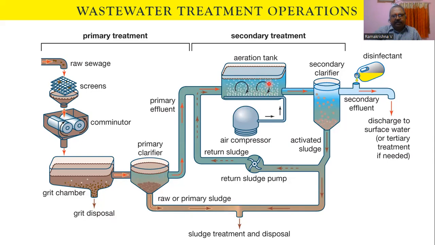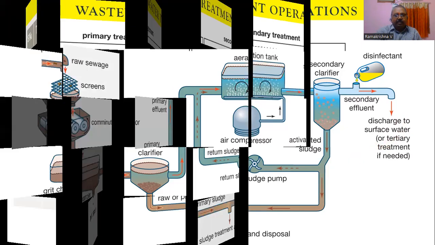There are different types of aeration systems, biological treatment systems. This is one model. And then we have a secondary treatment system, the secondary sedimentation tank. The sludge coming out again joins the primary sludge. Some portion of this is recycled back into the biological treatment system. And occasionally a disinfectant is added to this treated water before it is discharged into surface water, or to tertiary treatment if needed.